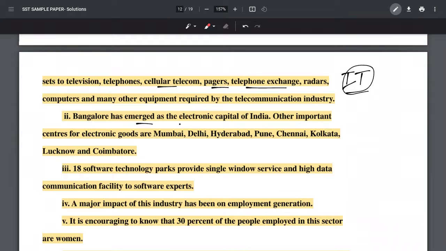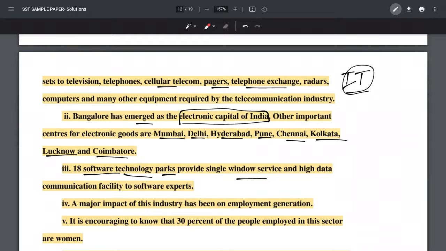Bangalore, as I said, has emerged as the electronic capital of India, because Bangalore has the highest number of IT offices and all. There are many other electronic centers also, like Mumbai, Delhi, Hyderabad, Pune, Chennai, Kolkata, Lucknow, and Coimbatore. All of these are also good places for electronics. Now, 18 software technological parks provide single window service and high data communication facility to software experts. There are many companies that provide this.